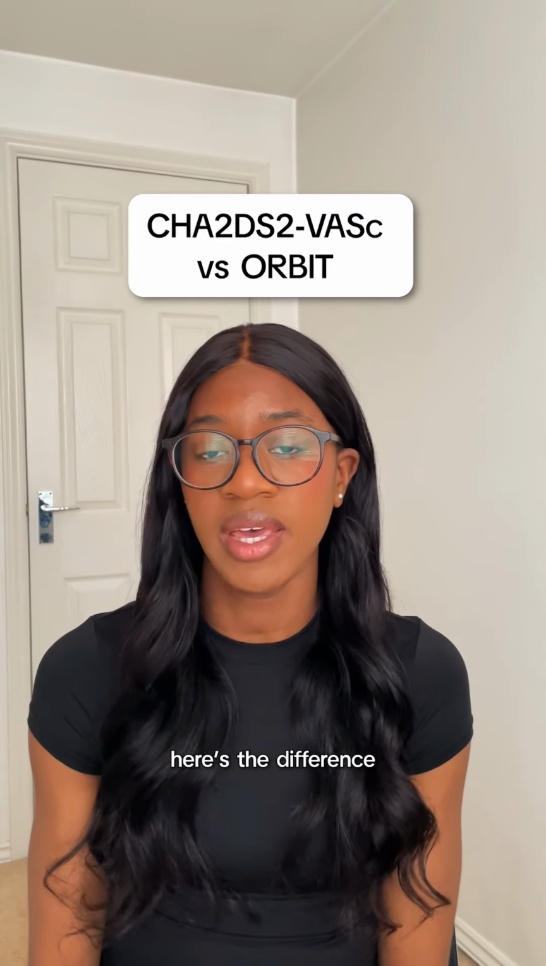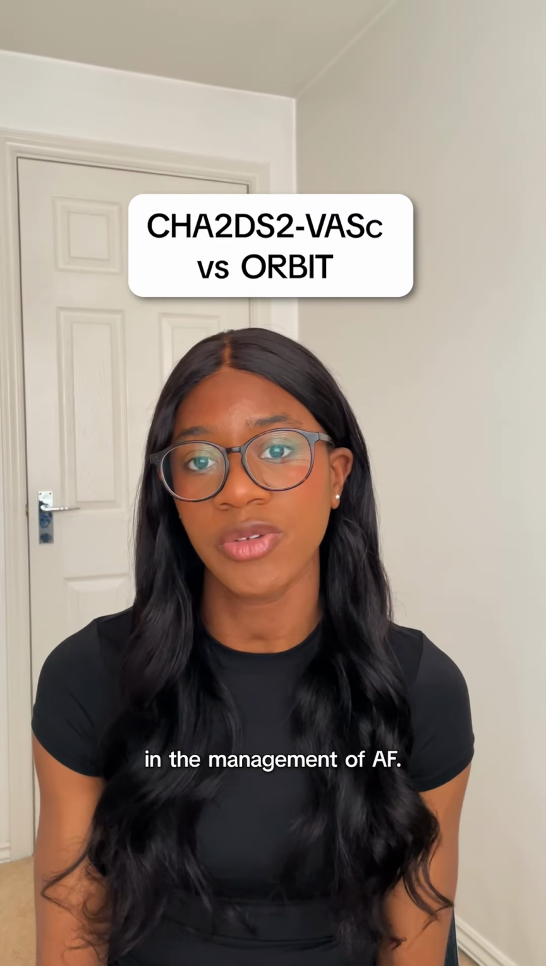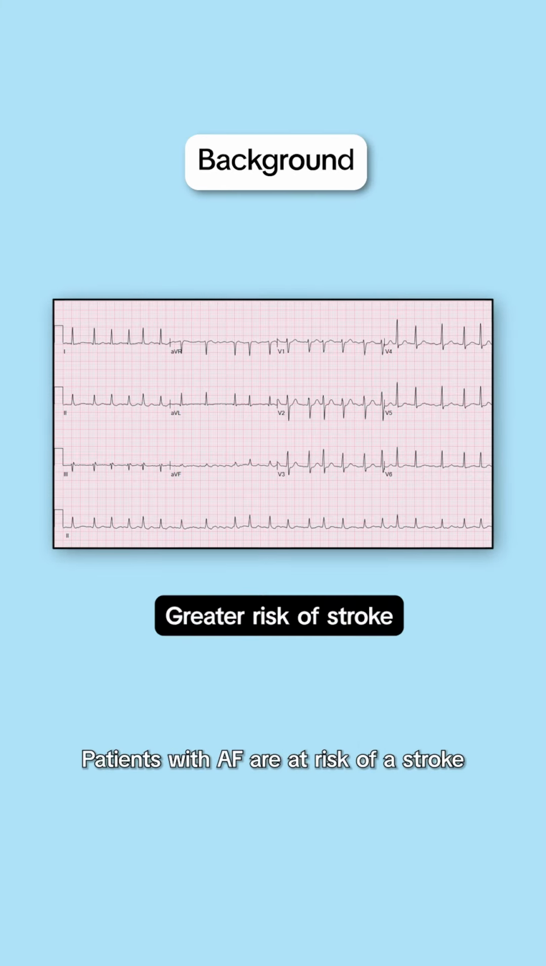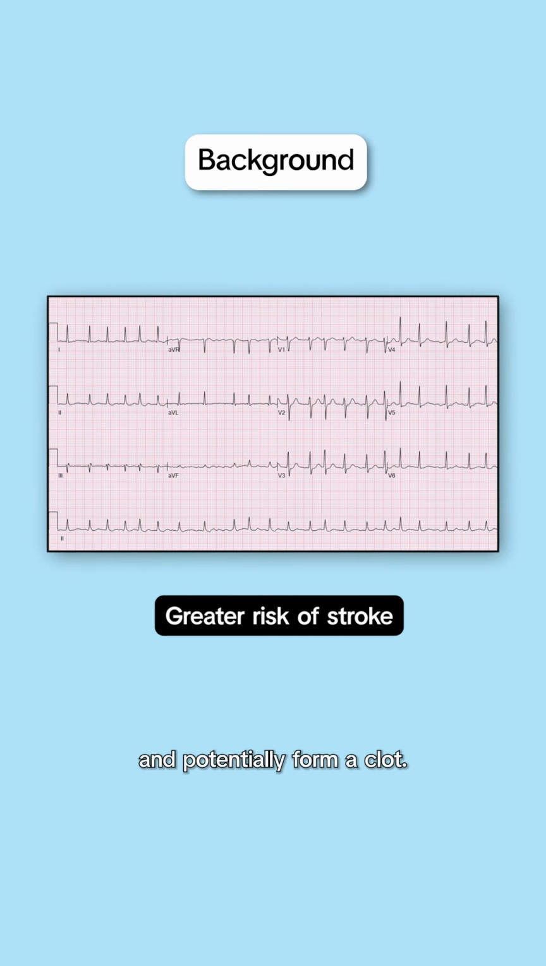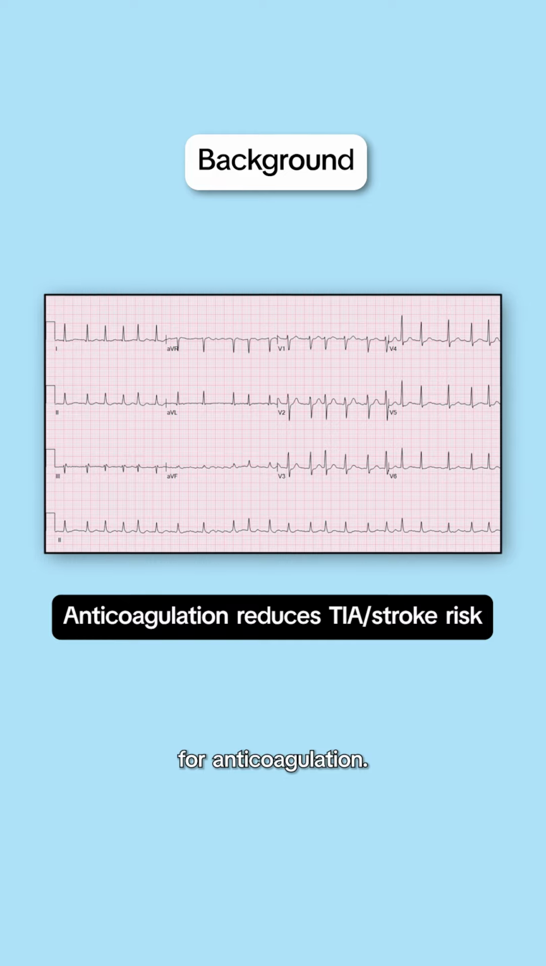CHA2DS2-VASc versus ORBIT. Here's the difference between the two and their use in the management of AF. Patients with AF are at risk of a stroke because of the poor contraction of the atria, causing blood to pool and potentially form a clot. So these patients must be considered for anticoagulation.